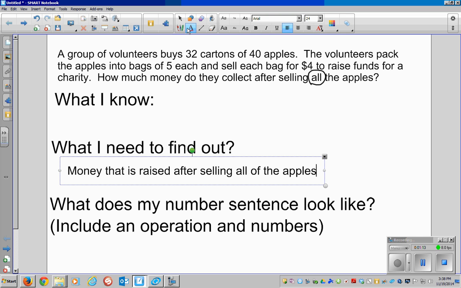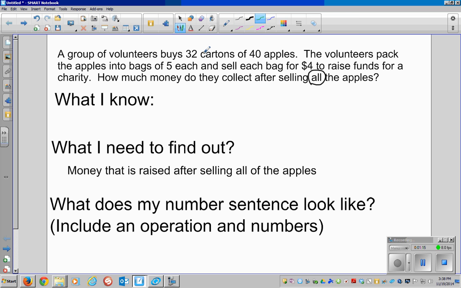Now let's take a closer look at what we know. Well, we know that there's some people who buy 32 cartons of 40 apples. So I know that this word of is going to mean multiply in this case, because one carton contains 40 apples, two cartons would contain 80 apples. So that word of is a key word for me, so I keep an eye on that.